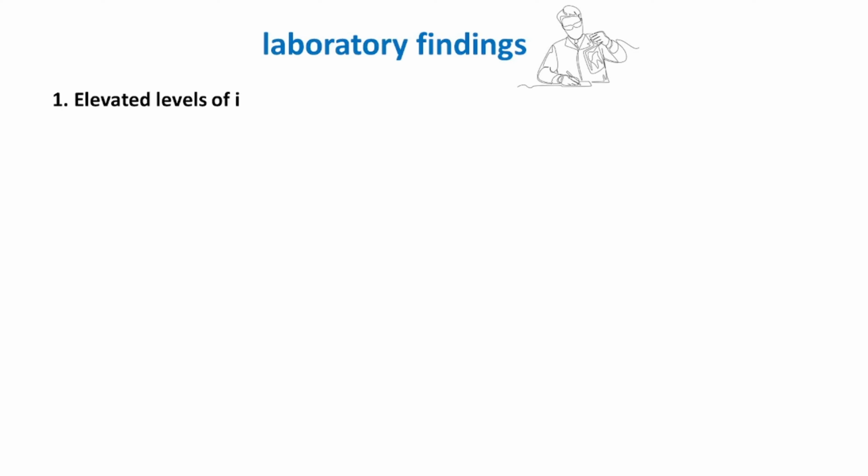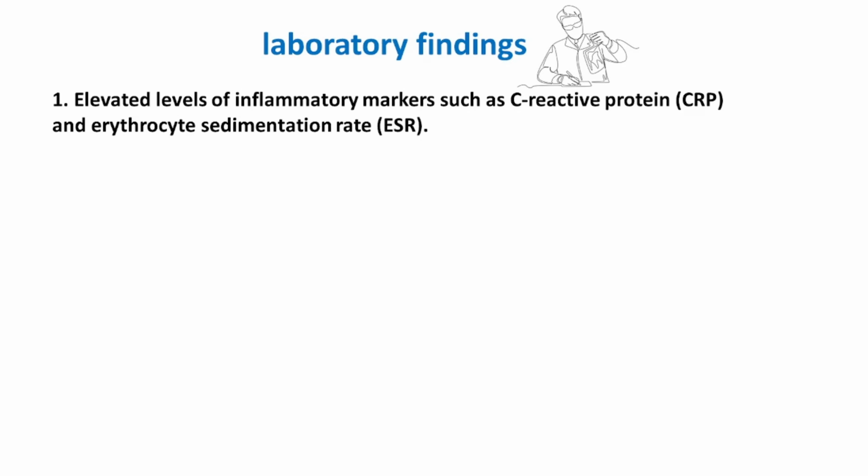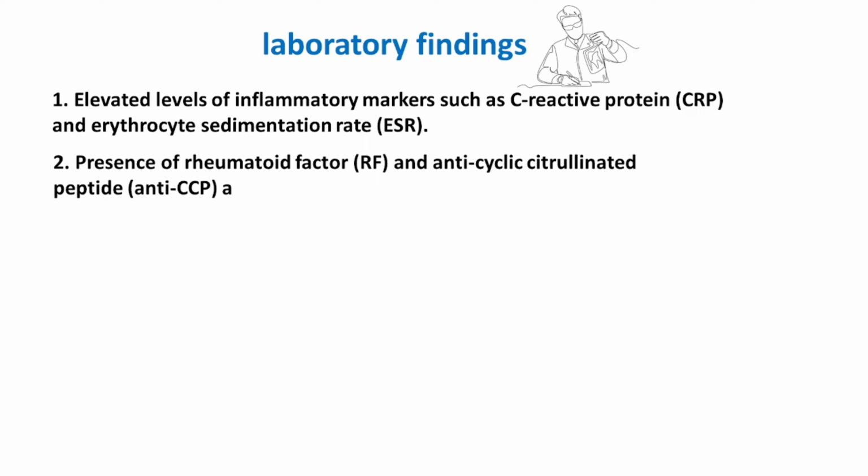Let's see what laboratory findings help us in the diagnosis of rheumatoid arthritis. Elevated levels of inflammatory markers, such as C-reactive protein and erythrocyte sedimentation rate. Presence of rheumatoid factor and anti-cyclic citrullinated peptide antibodies in the blood. How can we differentiate it from other arthritis?